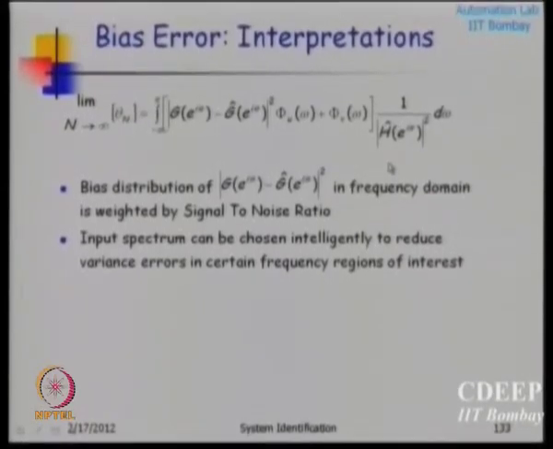Actually, if you look carefully, this H hat is actually a shaping filter for this mismatch. This term phi u by H hat square comes here. So this signal to noise ratio, this is signal and this is noise spectrum, this appears here. So signal to noise ratio also shapes. Many times people say that noise modeling is not because you want to identify a disturbance model, it is because you want to get a good deterministic model. So noise modeling is a way of shaping this term. Okay, that is the idea.